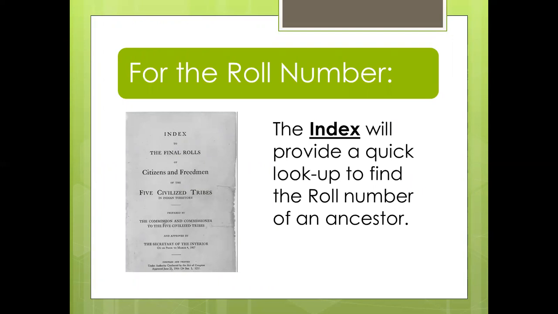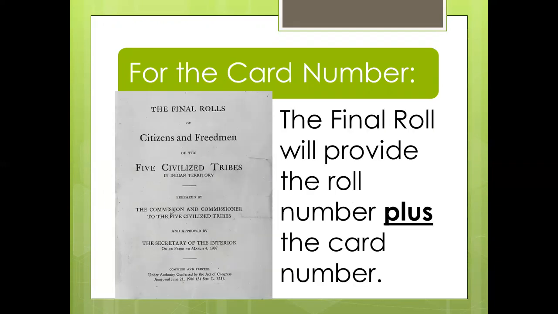The index is really useful because it provides a very quick lookup to find a roll number of an ancestor. The card number is there, of course, because it provides a lot more information. And that is when the final roll is where you will get information on the card number. The roll number today is used for citizenship by 5 tribes, all 5 tribes.